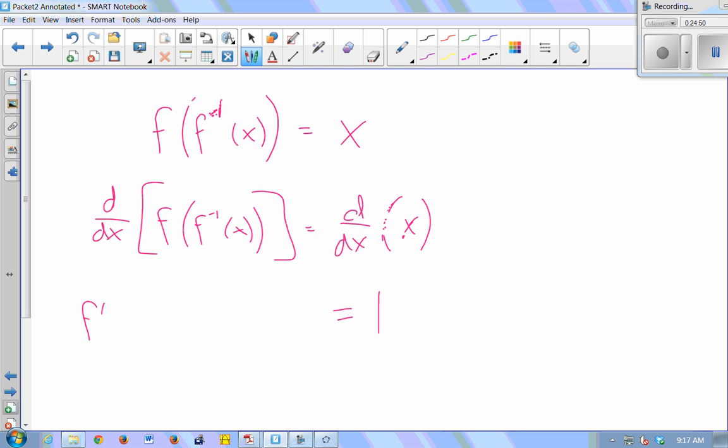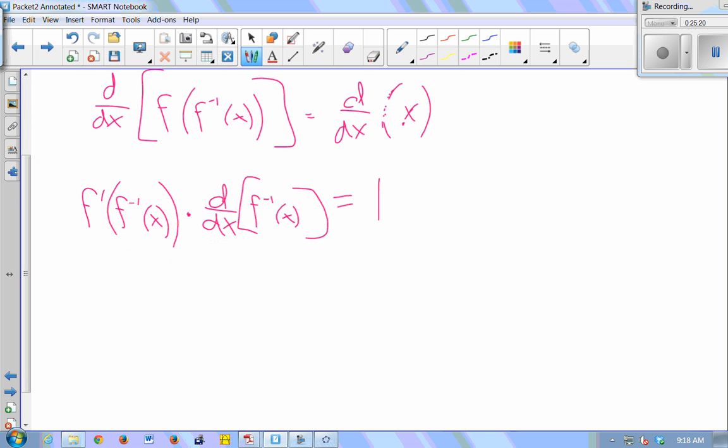Usually we have a formula when we're trying to evaluate the derivative of a composition. But in this case, I don't have a formula, so the best I can do is, if I want the derivative of f, I can just write f prime. So the derivative of the outside evaluated at the inside, which is f inverse, times the derivative of the inside, which is d dx of f inverse. And that's what we want.